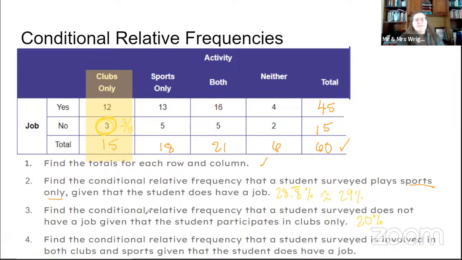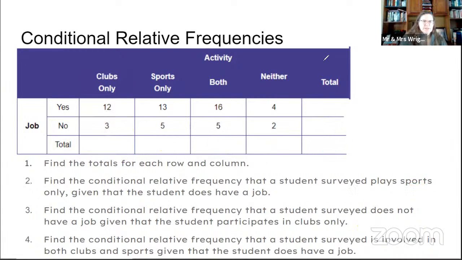All right, so the way that you would say this, since it was a word problem, I gave you the percentages, but I haven't actually told you how you would answer this. So 29% here is the percentage of students that have a job that play sports only. In this one, you'd say 20% of the students that participate in clubs only do not have a job. So your first statement is going to be that given statement, and your second one is going to be the conditional relative frequency that you were looking for.